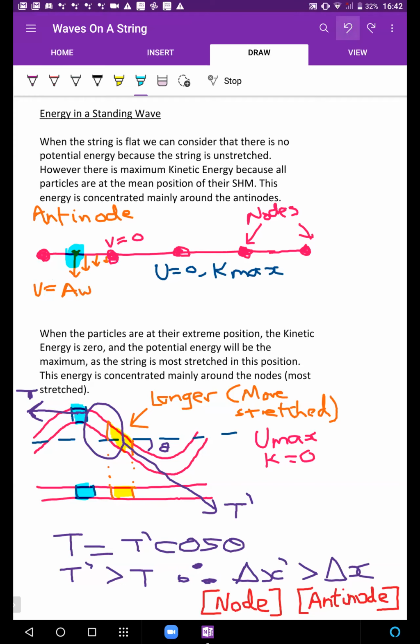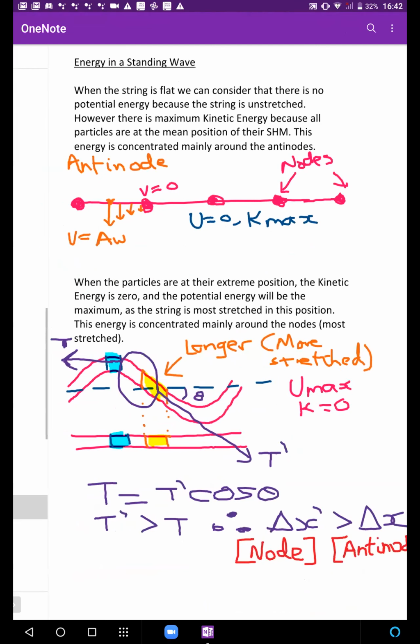So energy is converting from one form to another in an oscillation, and also it is changing its locality. So within the region between two nodes, it's moving away from the antinode back to the antinode. But it's still locked between two nodes.